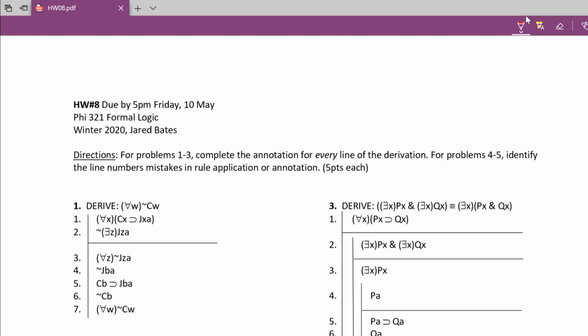Hello everyone. This video is going to be a review of the homework number 8. For the first 3 problems, I'm just going to work through the annotation for these derivations, and I'll try to keep my explanations to a minimum.